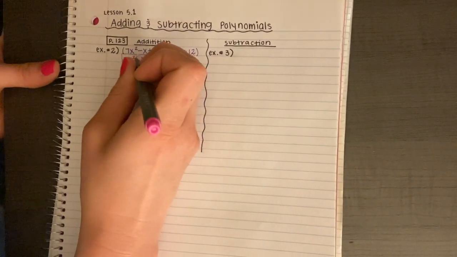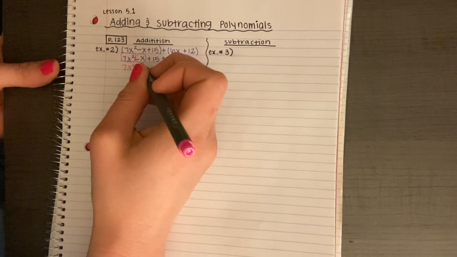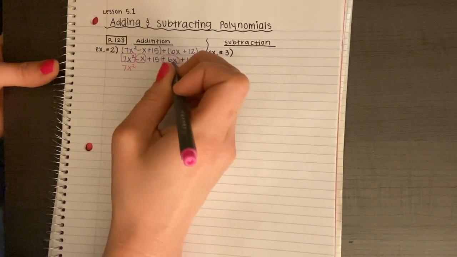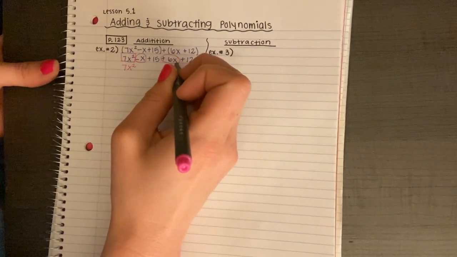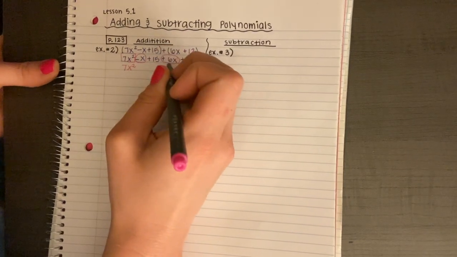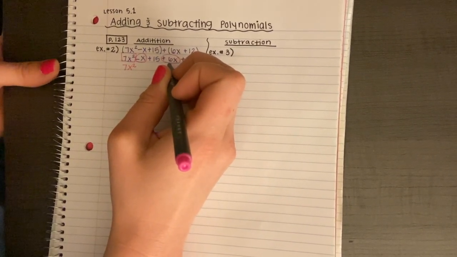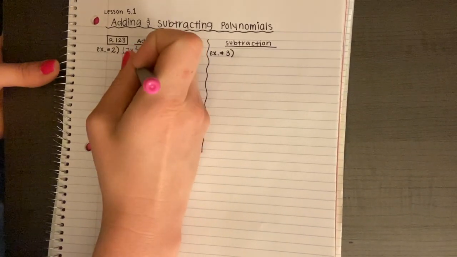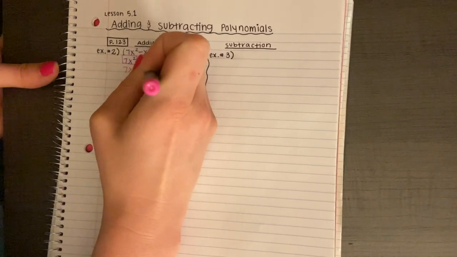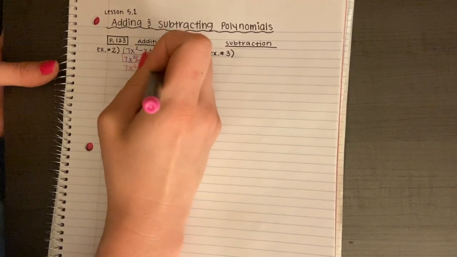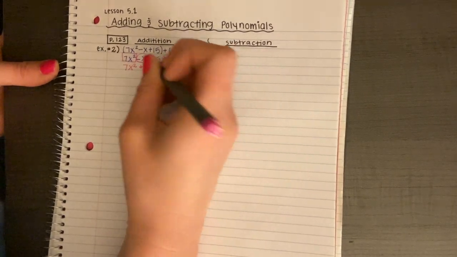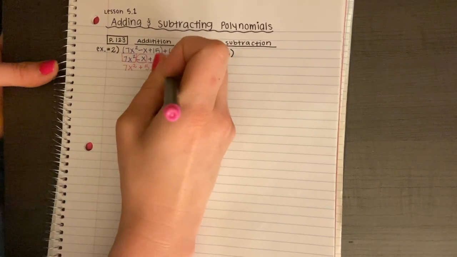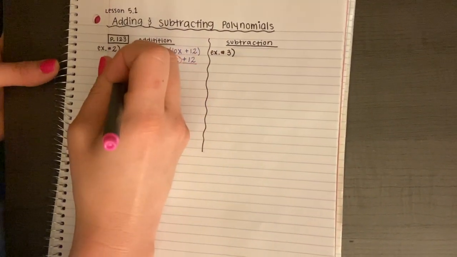Then I'm going to look to see if I have any other just plain x's. I have this negative x, and I have this positive 6x. Because those are like terms, I'm going to combine them. This is minus 1x plus 6x, which gives me a total of 5x. And then last but not least, I have my constants, and I just have to do 15 plus 12, and I get 27. And that's it. That's my answer.